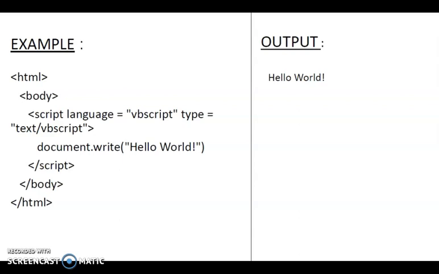The document.write command is a standard VB script command for writing output to a page. By entering the document.write command between the script tags, the browser will recognize it as a VB script command and execute the code line. So in this case, the browser will write hello world to the page. You can see the output of your program is hello world. This is all about how to insert a script into your HTML code.